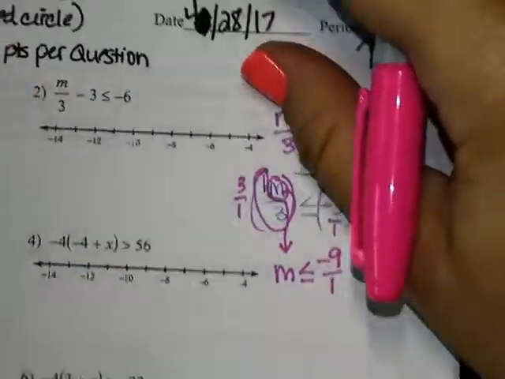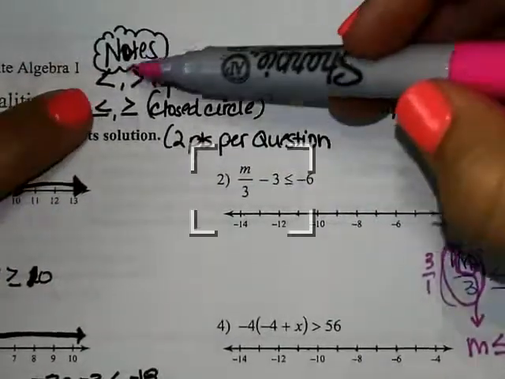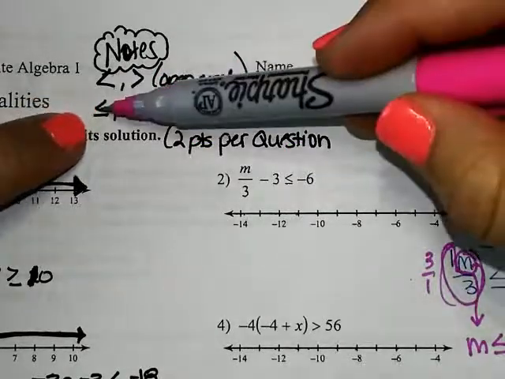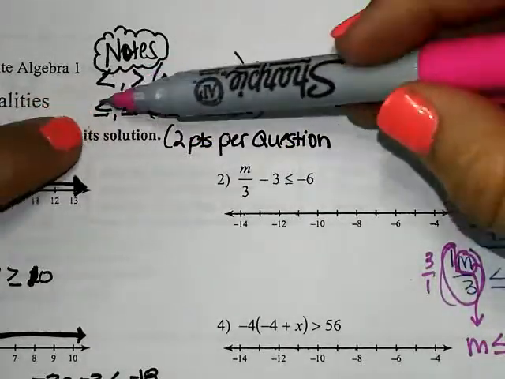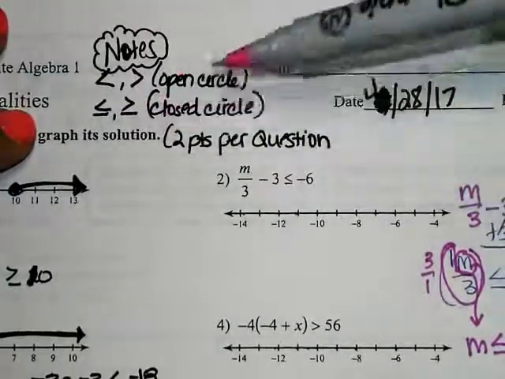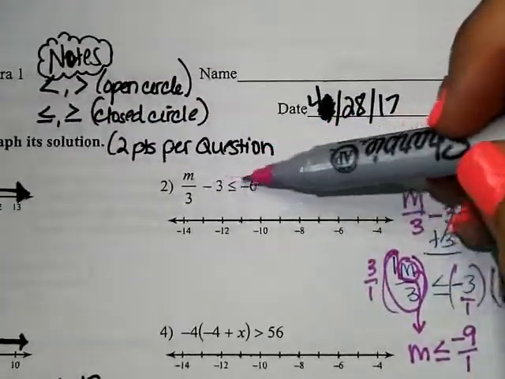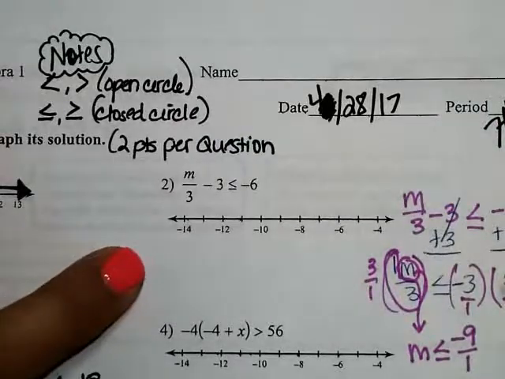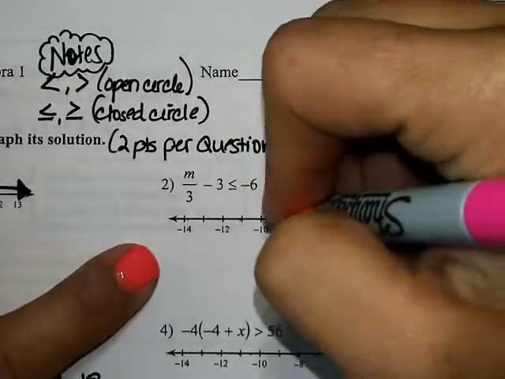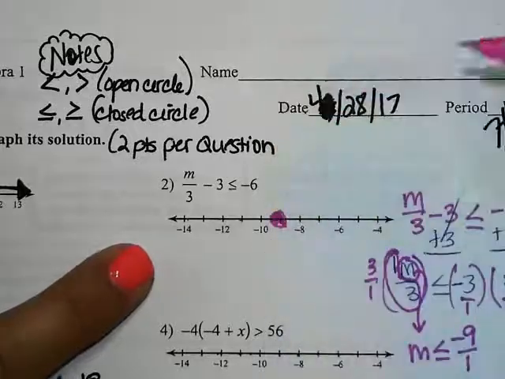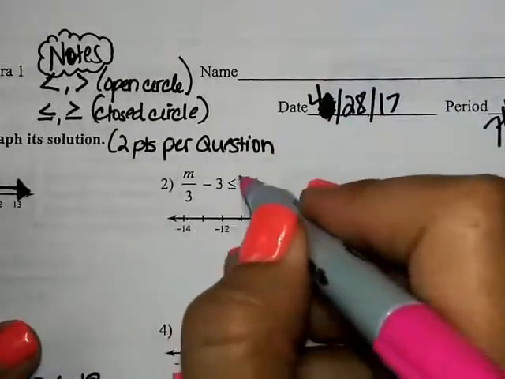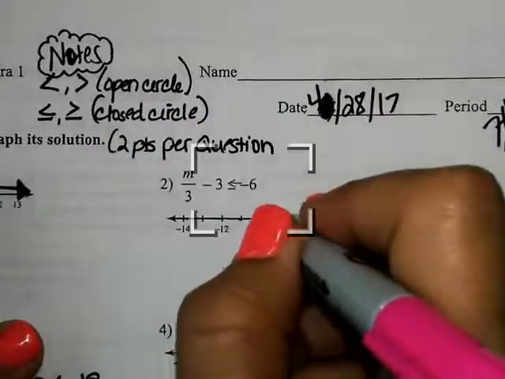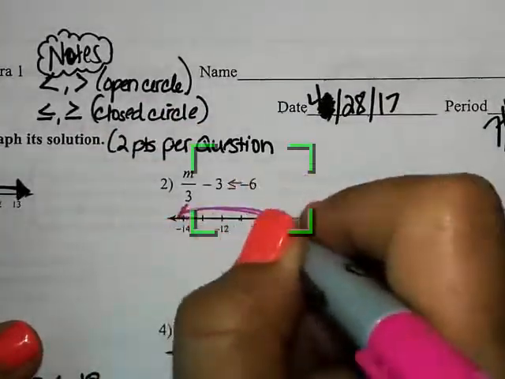When you come up here, and if you take a look at the notes I gave you right here, if you have a less than or greater than sign, you have an open circle. Less than or equal to, greater than or equal to, you have a closed circle. Since our answer here is or equal to, I'm going to use a closed circle. I'm going to move my point to -9, shade it in. My imaginary arrow says I am going this way, shading everything this way.